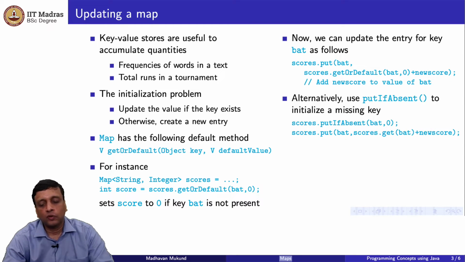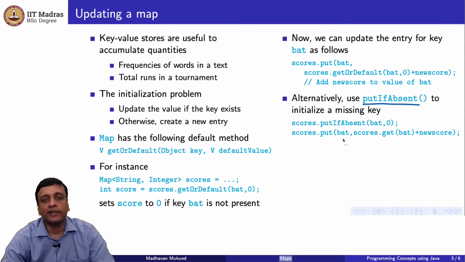So there is also a method which Java provides called put if absent. As the word suggests, this creates a new entry if there is no existing value for the key. So for instance, if I want to initialize the batsman's key to 0, but I don't want to override an existing thing, only if there is no key for this batsman, I want to create an entry with 0. I can say put if absent bat comma 0.